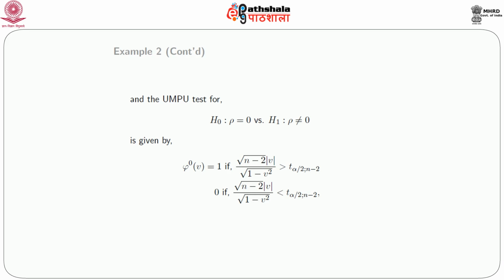The UMPU test for H0: rho equal to 0 against rho not equal to 0 is given by phi naught equal to 1 if root n minus 2 into |V| by root over 1 minus V square is greater than t alpha by 2, n minus 2, equal to 0 if it is less than t alpha by 2, n minus 2. It is a two-sided test, and as in the previous case, t alpha by 2, n minus 2 is the upper 100 alpha by 2 percent point of a t distribution with n minus 2 degrees of freedom.